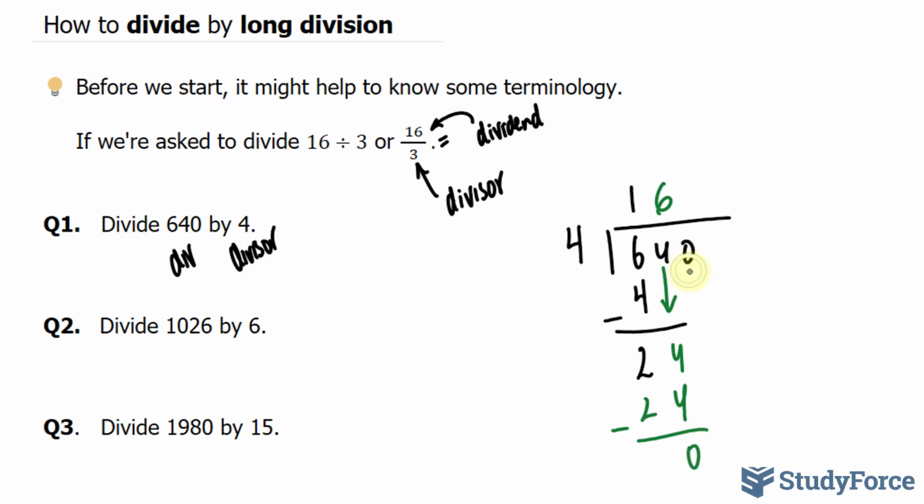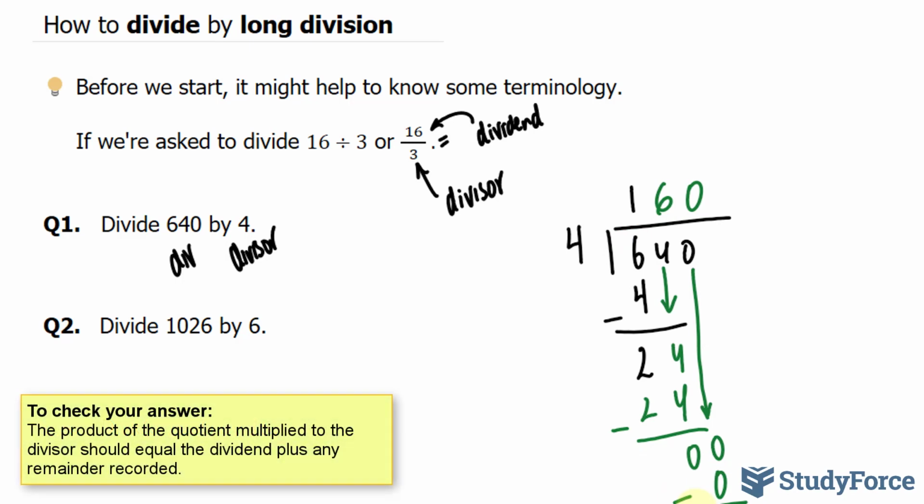Finally, this last 0 gets placed underneath. And now we ask, how many times does 4 fit into 0? The answer to that is 0. So we place a 0 right beside the 6. 4 times 0 is 0, and we can go ahead and write that underneath, but it doesn't really matter. So our answer here, our quotient, is 160. Let's move on to question number 2.